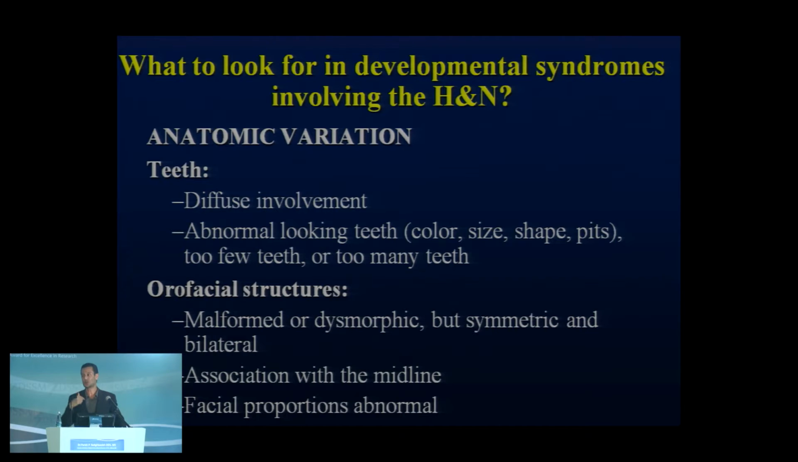Because the head and neck structures are some of the first structures to form before any of the other structures in the body. So if something goes wrong or a mutation goes wrong at that point during development, you can have something that's a syndrome that's systemic. We always look for head and neck findings.